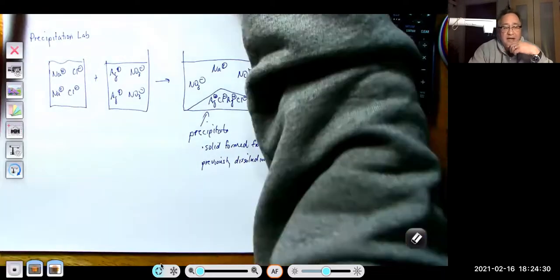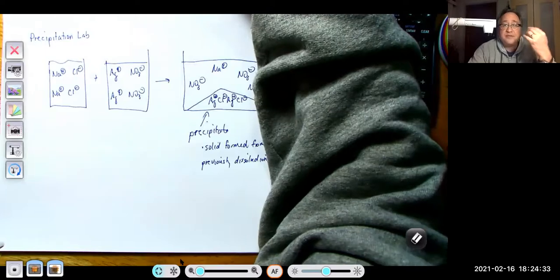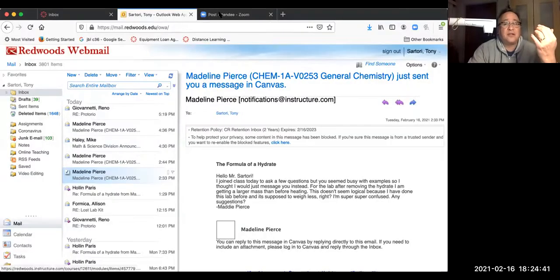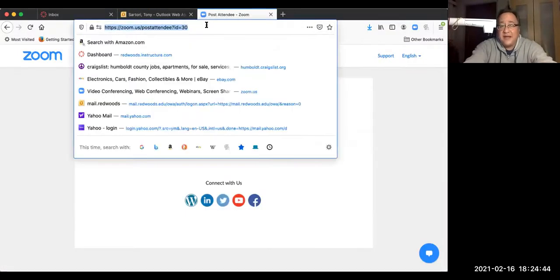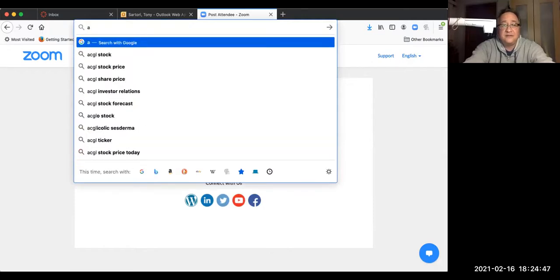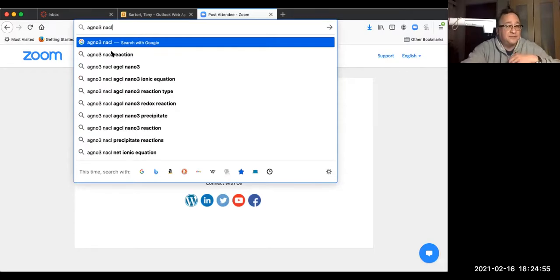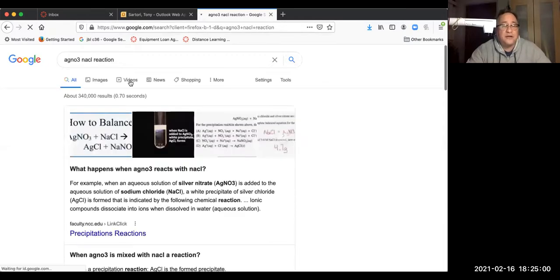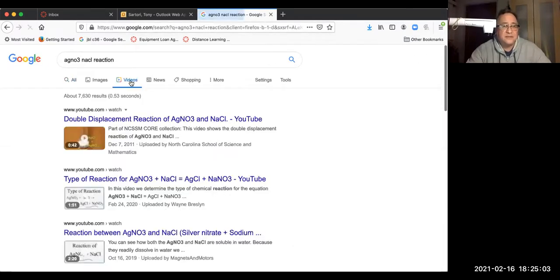Let's take a look at a real precipitation reaction, okay? So I'm going to do a new share. I'm going to go to my Firefox, and I'm going to search AgCl and AgNO3, and then NaCl reaction. And what we're going to do is we're going to look for a little video here. And here we go. This might be a good video. Hard for me to tell.